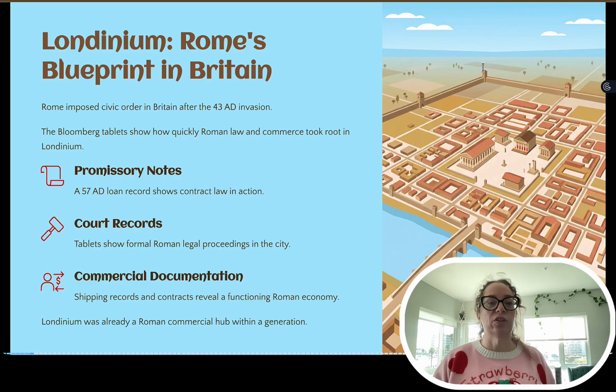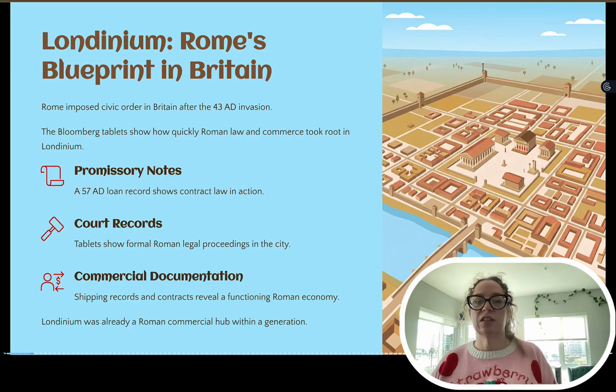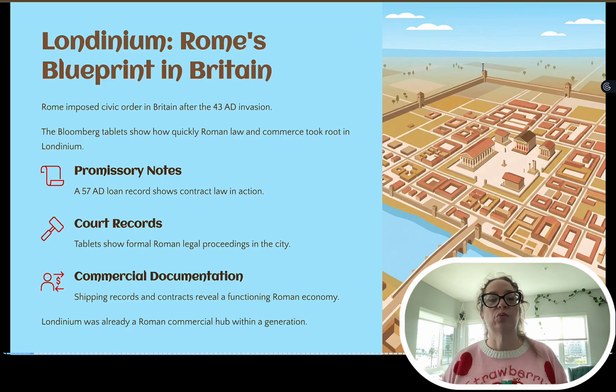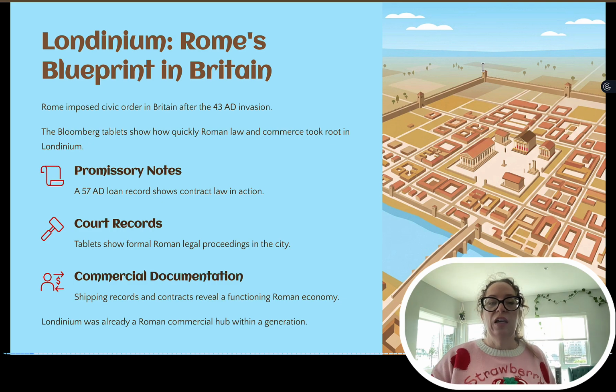So they found court records, formal legal proceedings between litigants conducted according to Roman procedure with written documentation. So a city that barely existed 30 years earlier was already running a court system, which was amazing. They found shipping records, employment contracts, debt acknowledgments, all this documentation of a well-functioning commercial society.